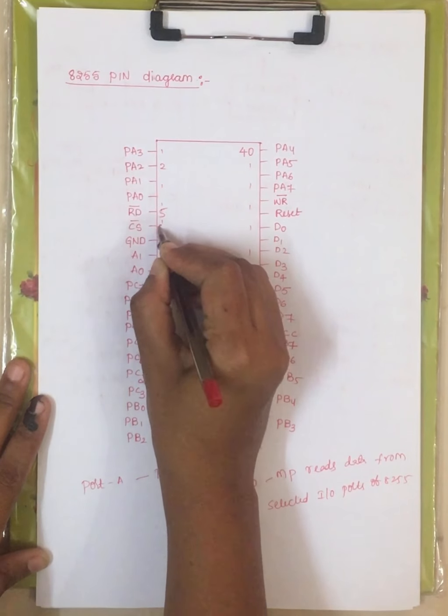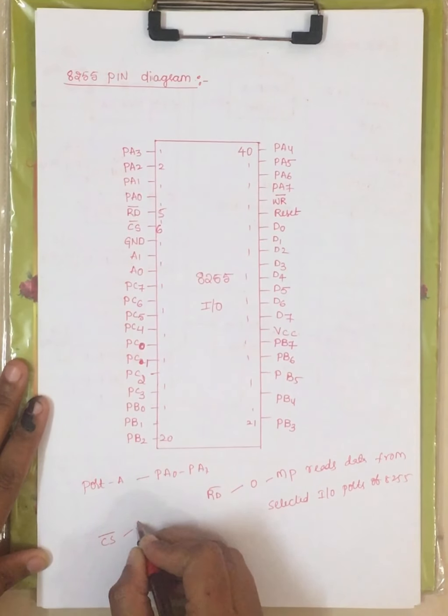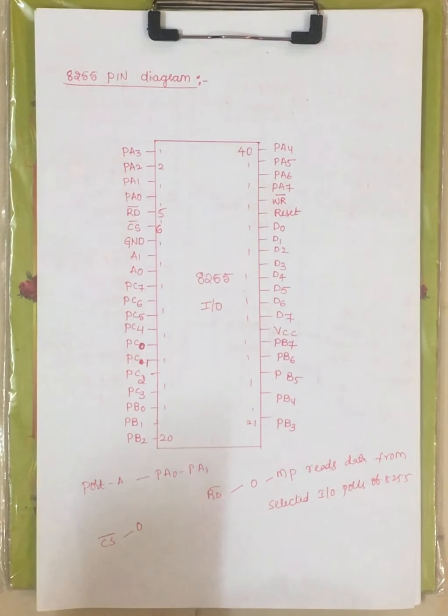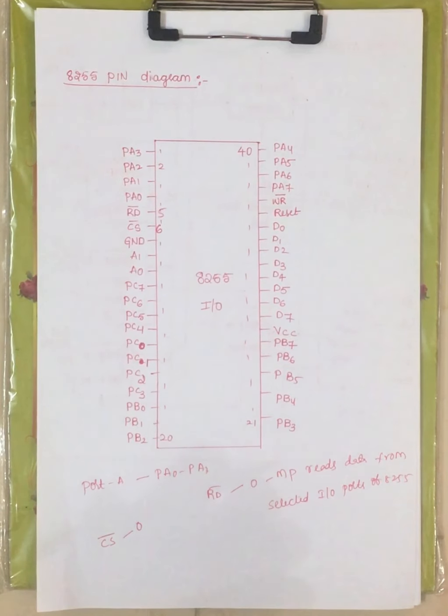Now coming to the 6th pin, we have chip selection, CS bar, right? When it is logic 0, it indicates 8255 is ready for communication with the microprocessor. When chip selection is 0 on the 6th pin, it indicates 8255 is ready for communication with the microprocessor. Now what is the purpose of communication? Either to read the data or to write the data, right?